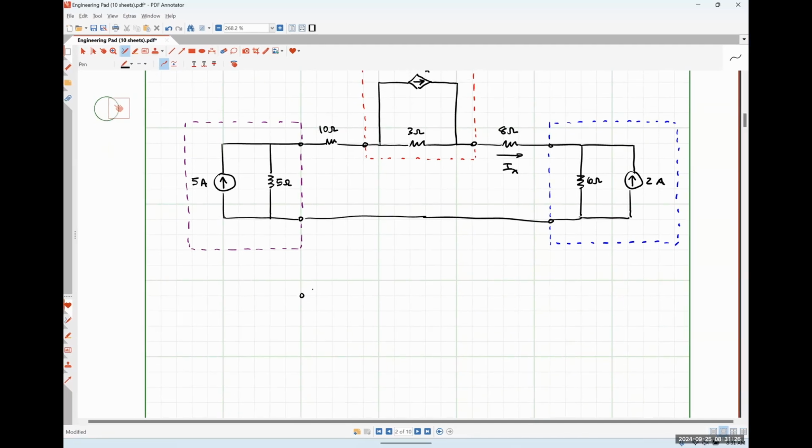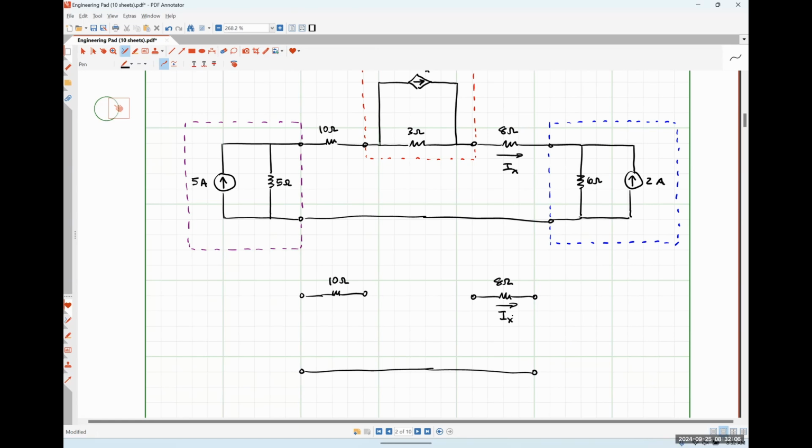So here's my 10 ohm resistor. Give myself some space. Here's my 8 ohm resistor. And then down here, I literally just have a boring old short circuit, and everything else is going to be transformed, okay? So let's start with, oh, and here's my current Ix.